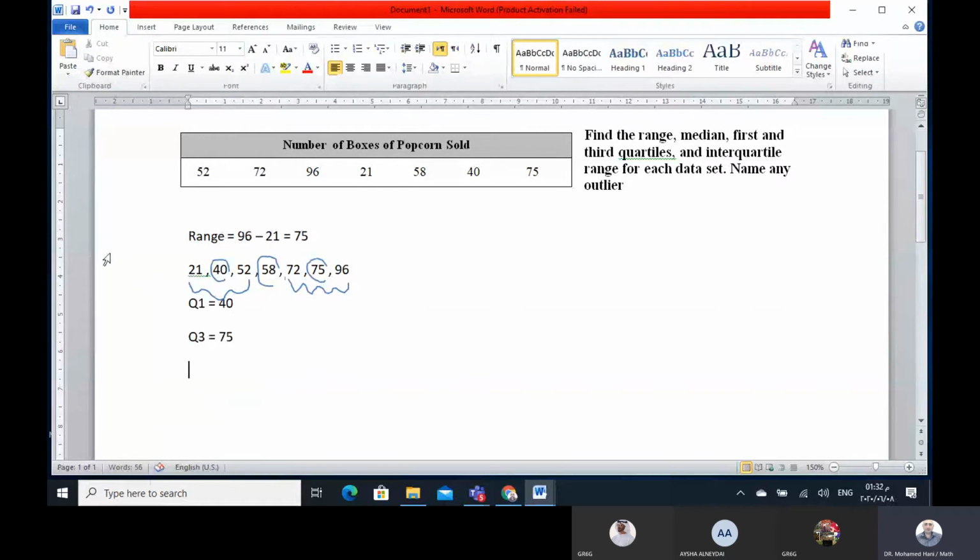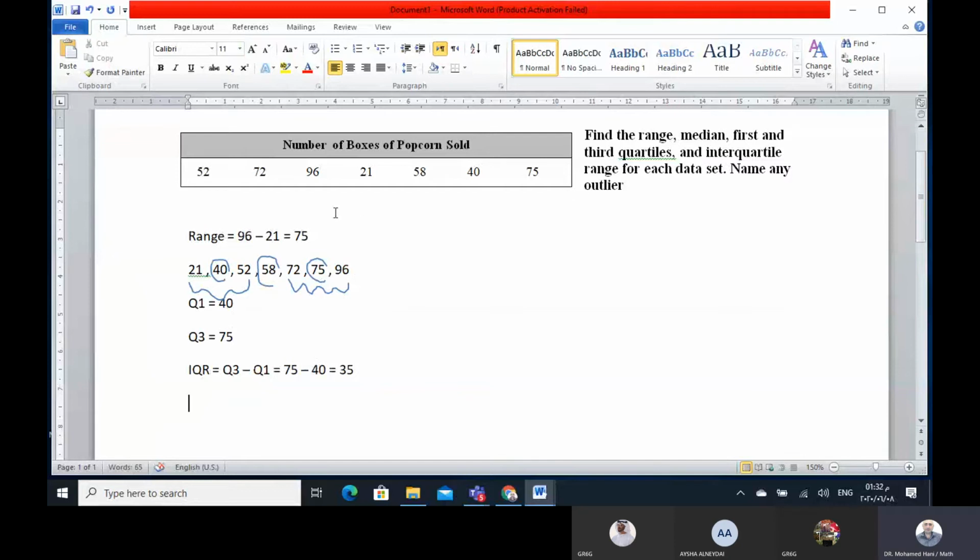The last measure now. We have the range, the first measure, then the second measure Q1, the third measure Q3. Now we can find the IQR. IQR means interquartile range, equals Q3 minus Q1. Now, Q3 will be 75 minus Q1 will be 40. Now 75 minus 40 will be 35.